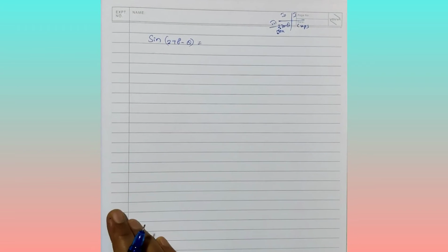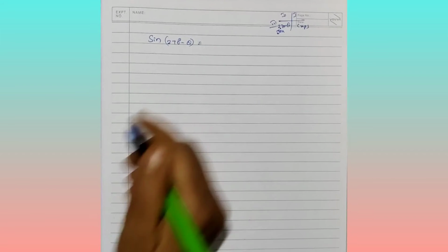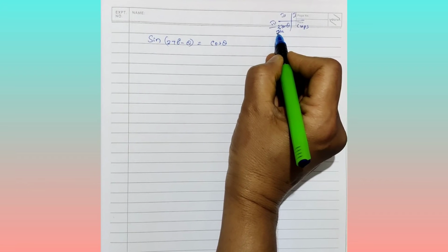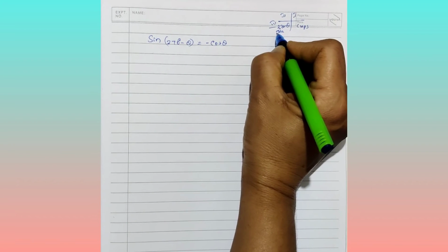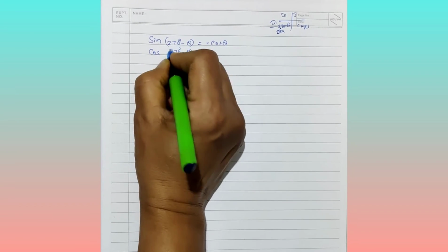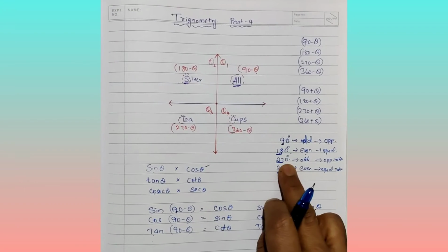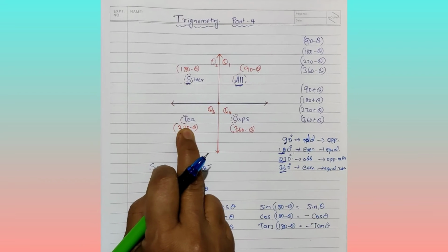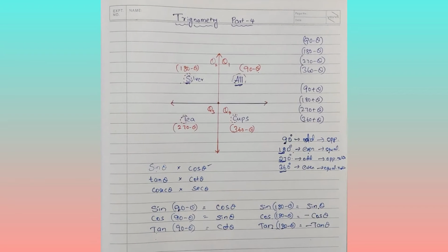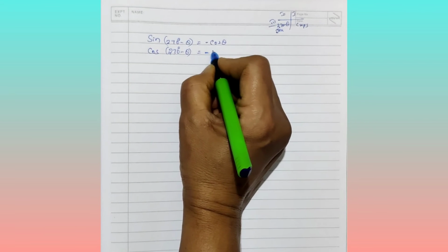27 is what? An odd number. If 27 is an odd number, it gives us the opposite ratio. Sin's opposite is what? Cos theta. But is it negative or positive? Negative, because here only tan is positive. Next, cos 270 degree minus theta, again 27 is odd. Odd gives the opposite ratio, it lies in quadrant 3, and in quadrant 3 only tan is positive. So here again cos is also negative.